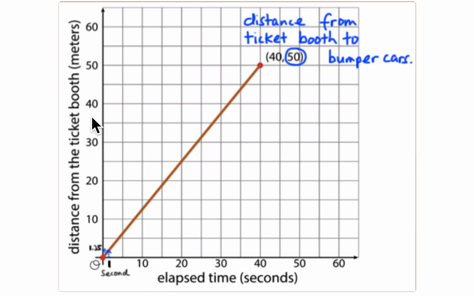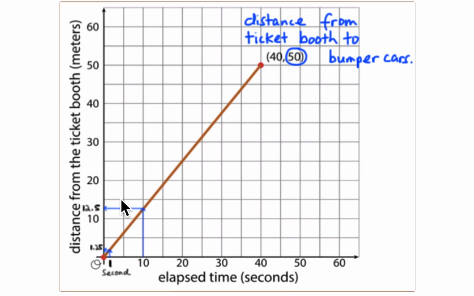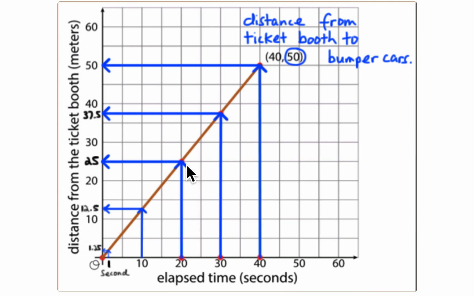So over here, this y distance, or distance from the ticket booth. So 10 seconds, you've traveled 12.5 meters. 20 seconds, you've traveled 25 meters. Notice that when this doubles, 10 to 20, the distance doubles from 12.5 to 25. So 30 seconds, you travel 37.5 meters. 40 seconds, this is the one that's plotted for you in the beginning, you've traveled 50 meters.